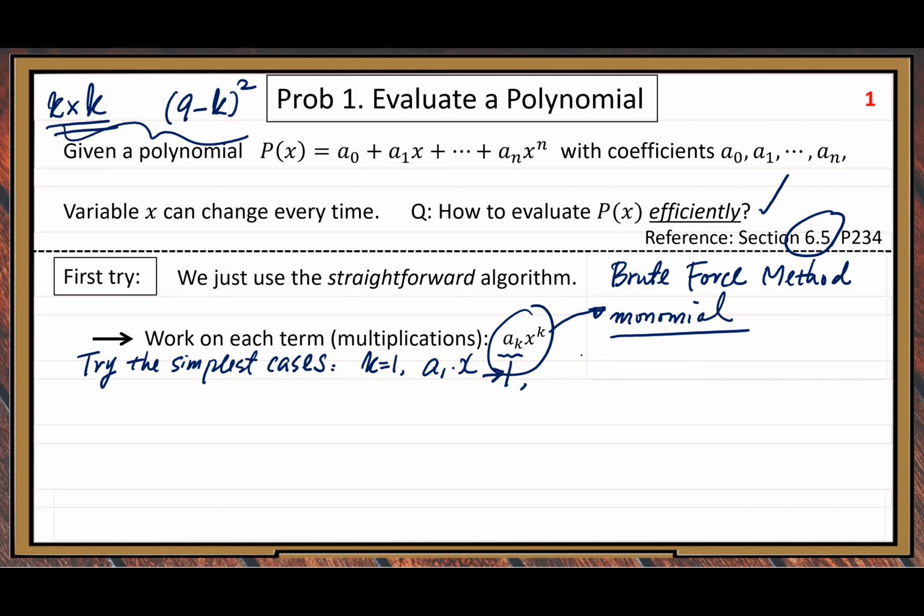All right, then k equals 2, a2 times x squared. How many? 2, right? And so on. Now a k times x to the kth. Can you tell me the number of multiplications based on your first 2 experiments here? K, not k plus 1. All right, so here we complete the verification.